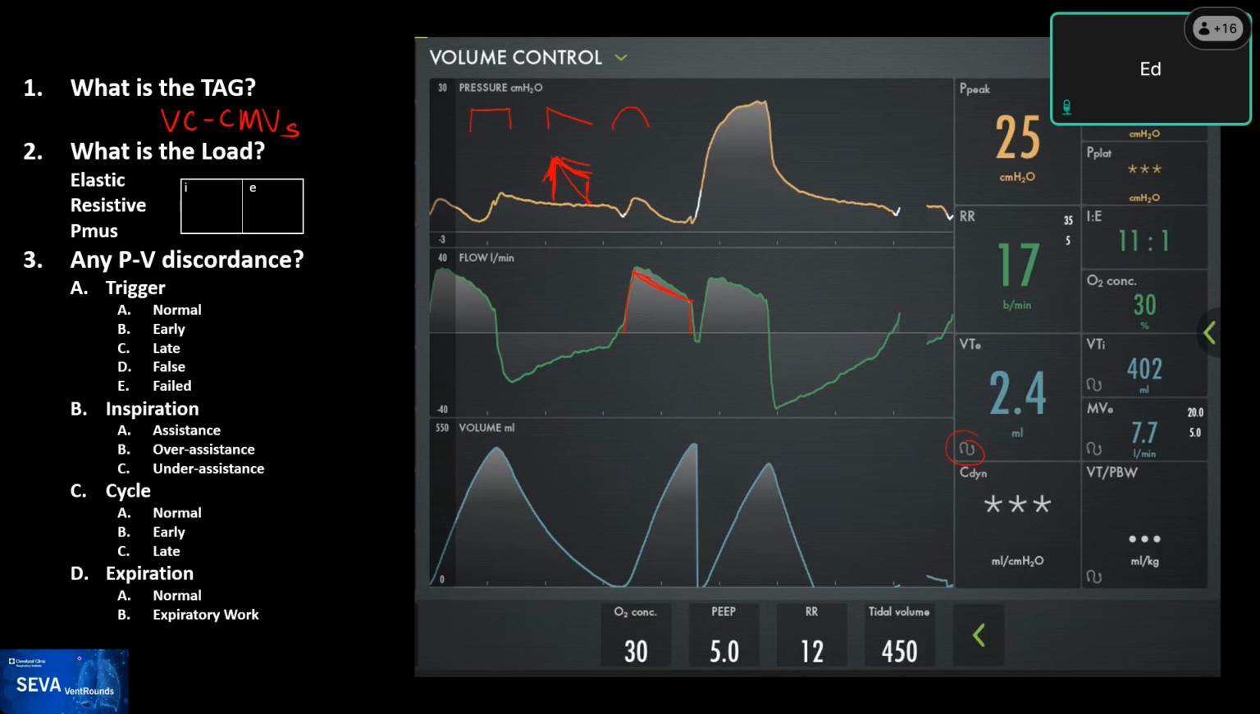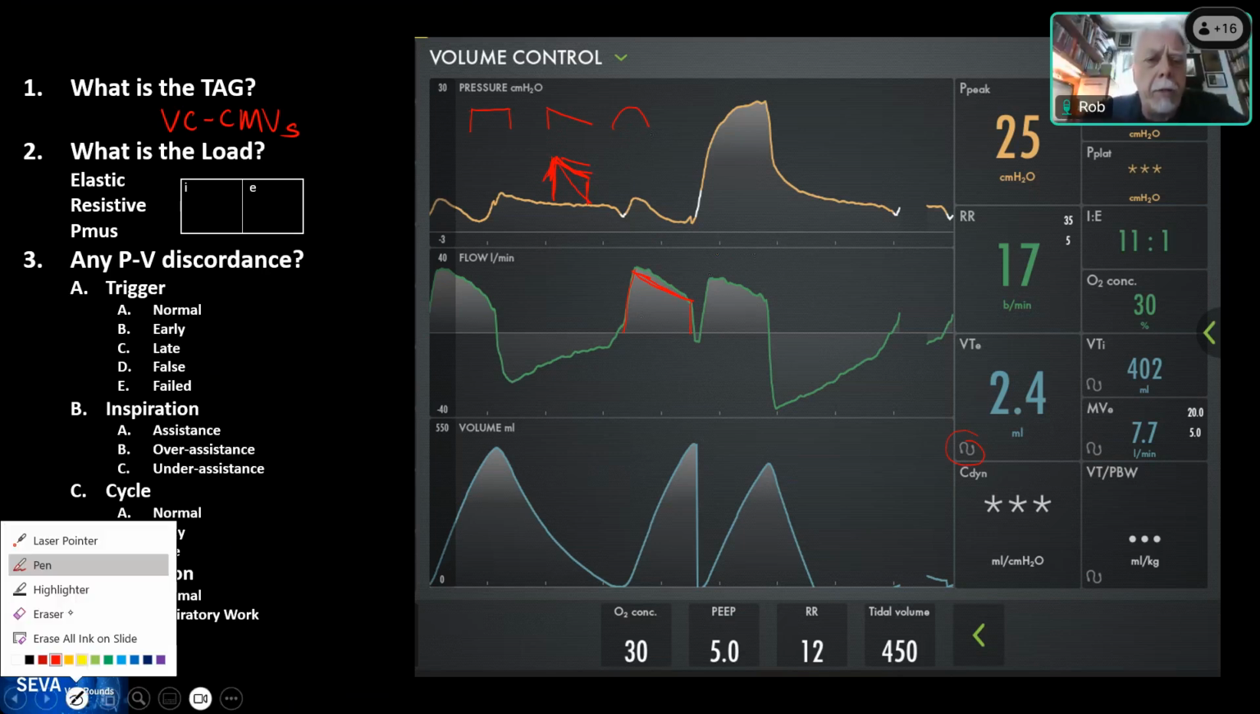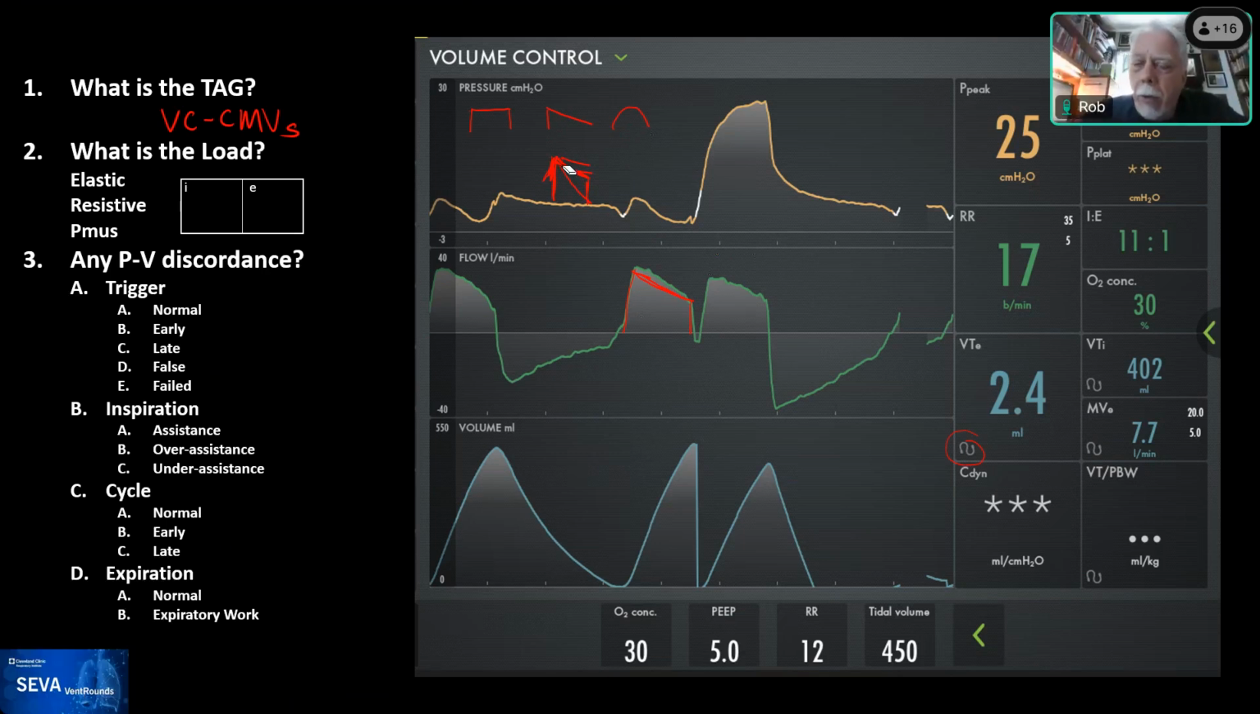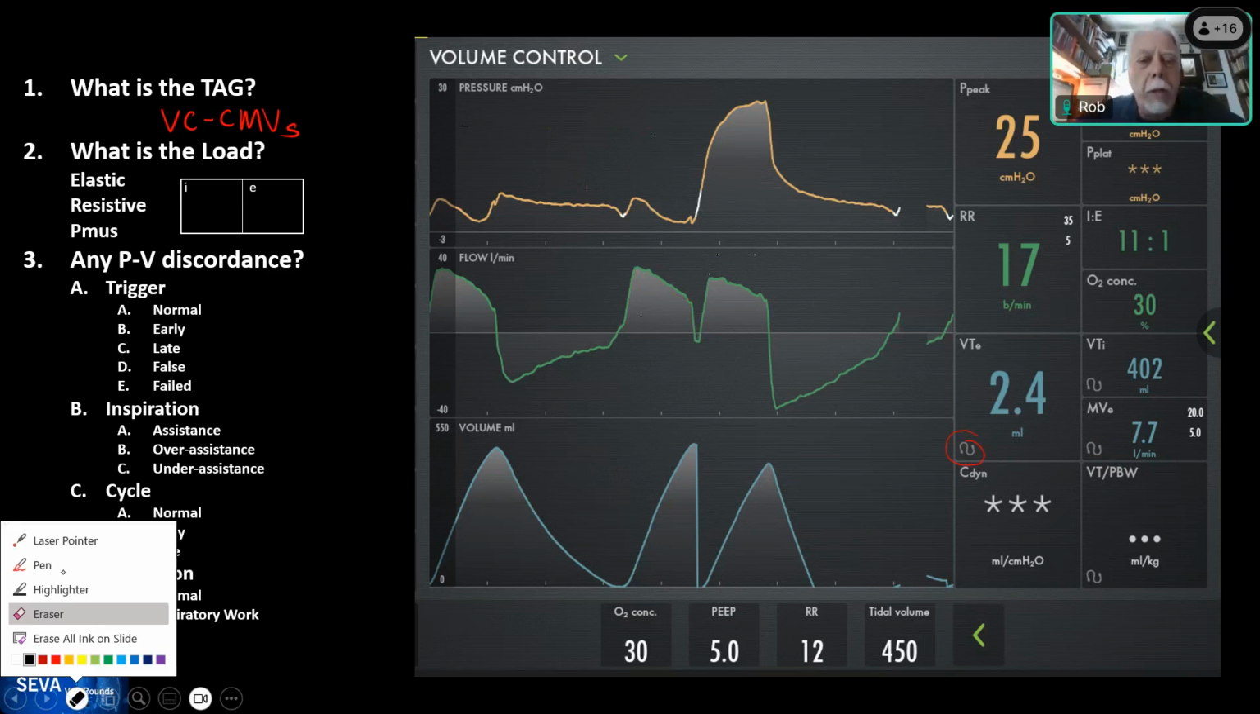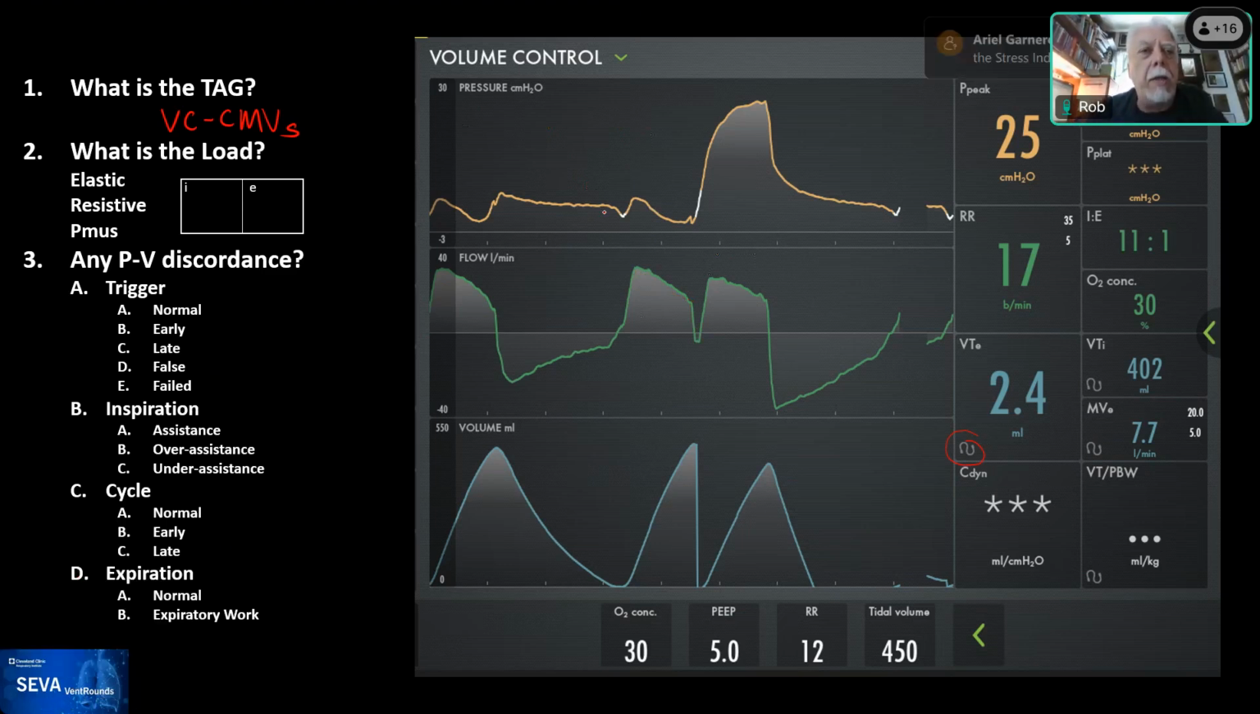Rob? Yeah, and the disadvantage is if you set the rise time greater than 0, then the initial pressure isn't going to reflect just resistance, like we like to say. And if the end flow is not 0, then the end inspiratory pressure is no longer going to reflect only elastance. So you lose information at the bedside when you do this. Correct.